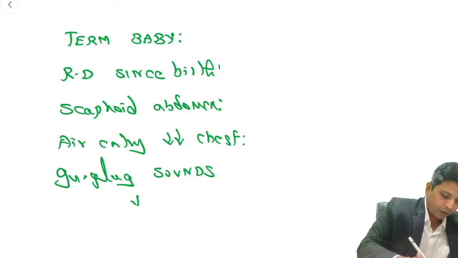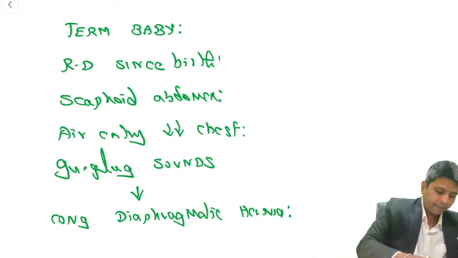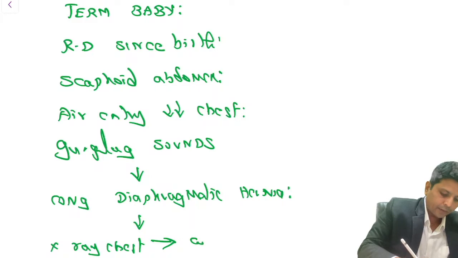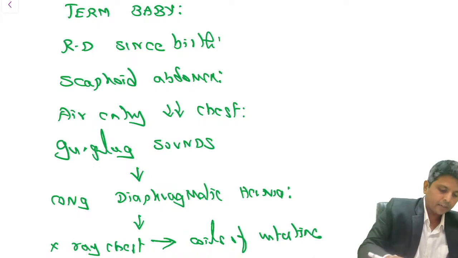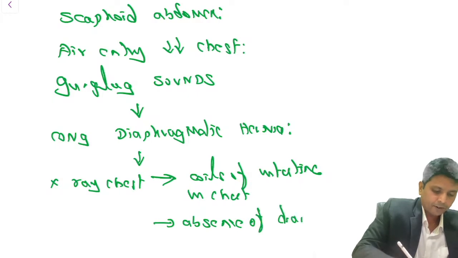So what is this? You all know this is a case of congenital diaphragmatic hernia. If you take an X-ray of the chest including the abdomen, what are all the things you can see? You can see coils of intestine in the chest. Along with that, there will be absence of the diaphragm border.